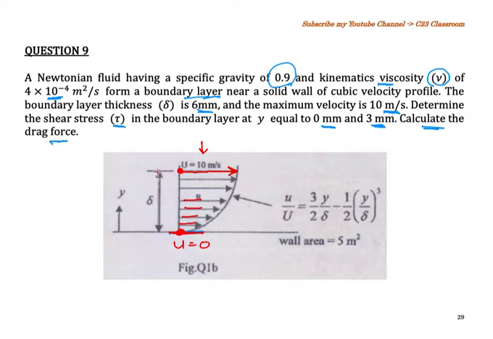And then this height from here to here is determined as the boundary layer thickness. So the symbol is delta. And then the curve here can be represented by the equation u over capital U equals 3 over 2 y per delta minus 1 over 2 y per delta cubed. And then the wall area, which is the A here, is equal to 5 meters square.